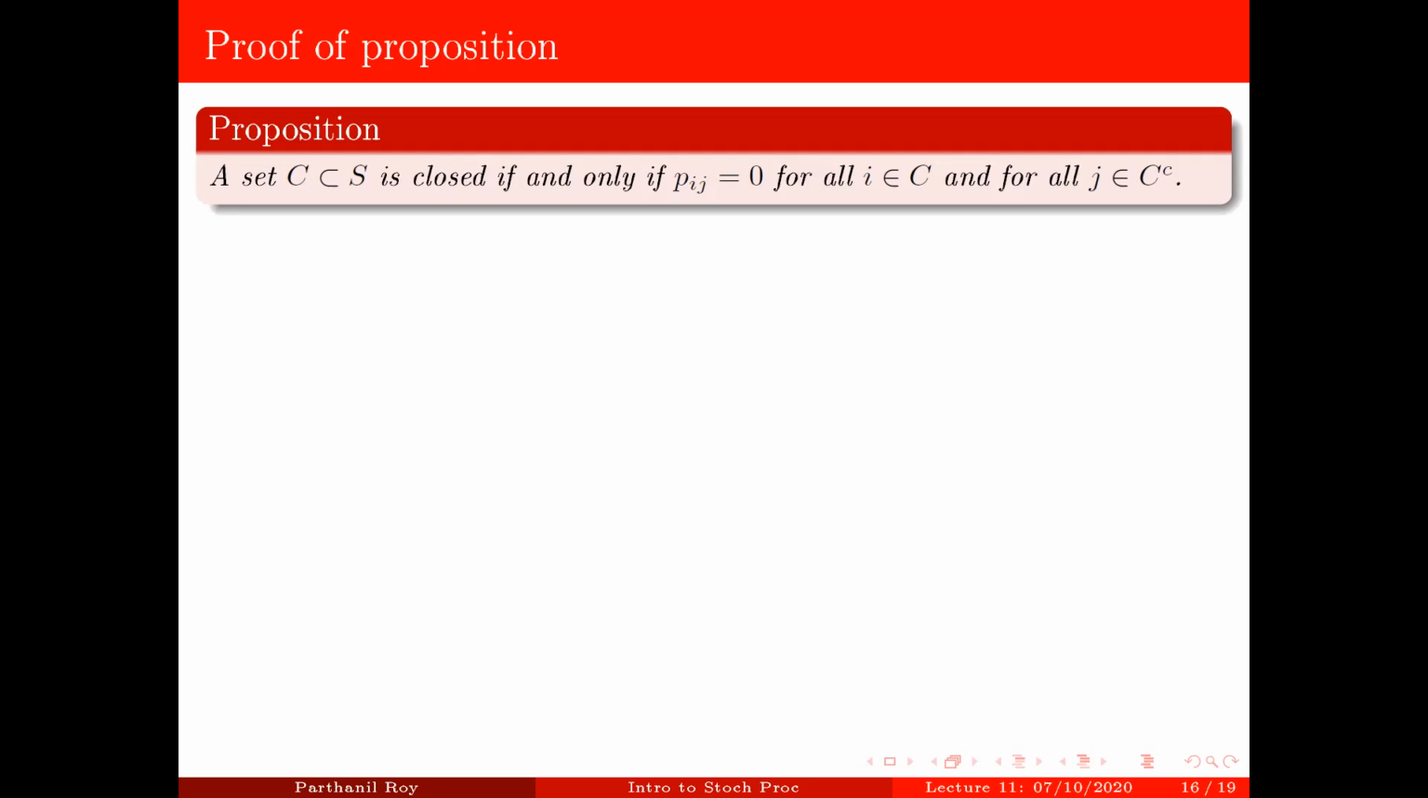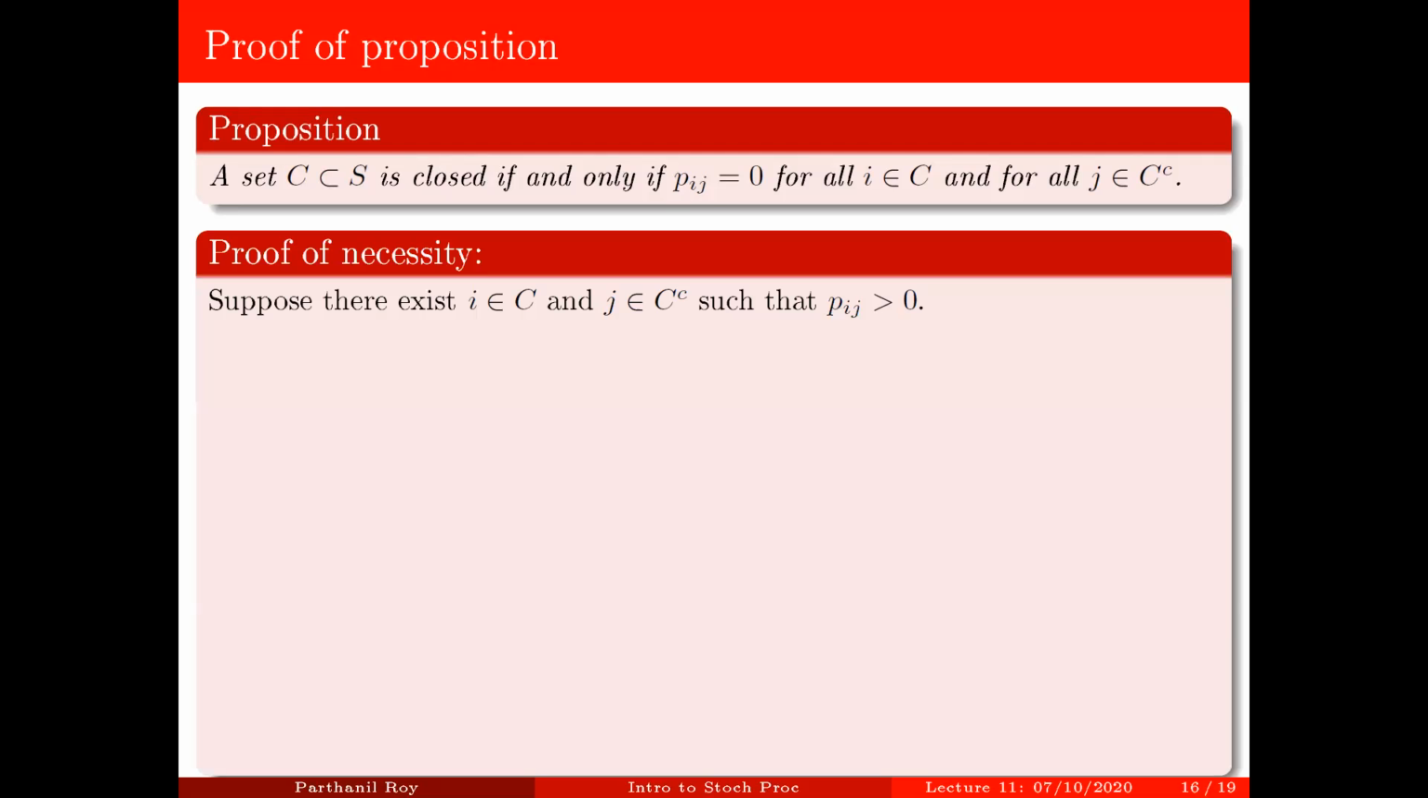You don't even have to compute its power. Just from looking at the transition matrix, you'll be able to verify whether a given set is closed or not. Okay, so how do you prove it? Let's first prove the necessity, that is the only if part in this case. In this case, we'll prove the contrapositive statement of the necessity.